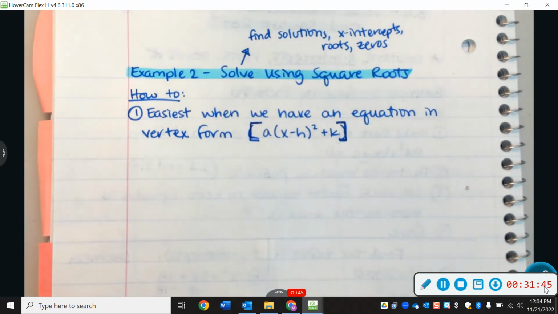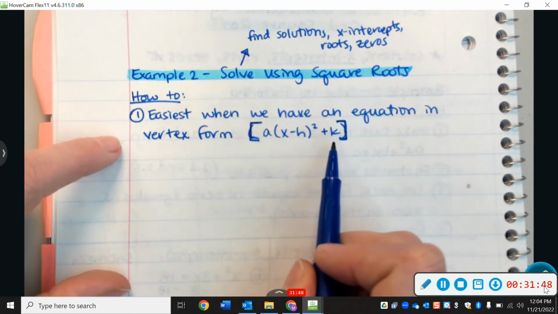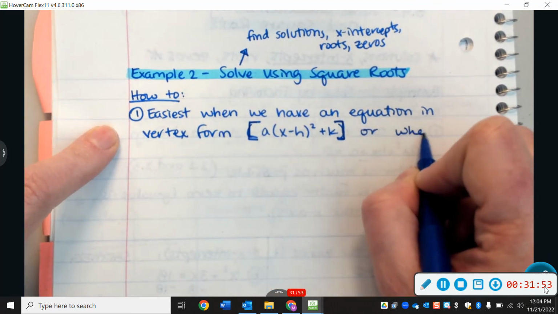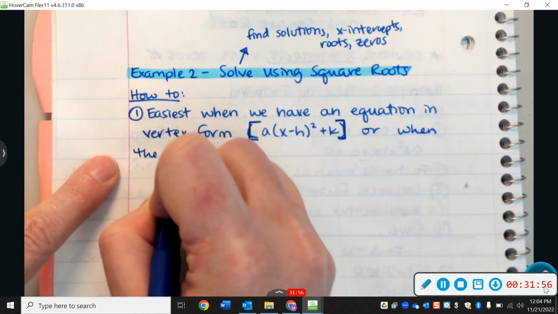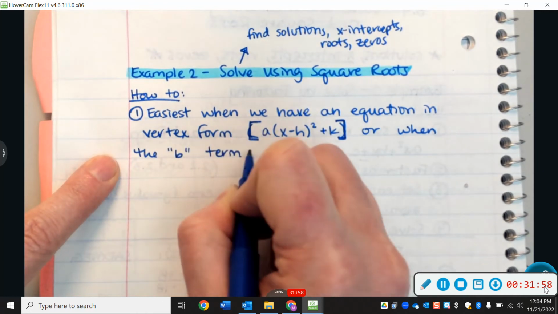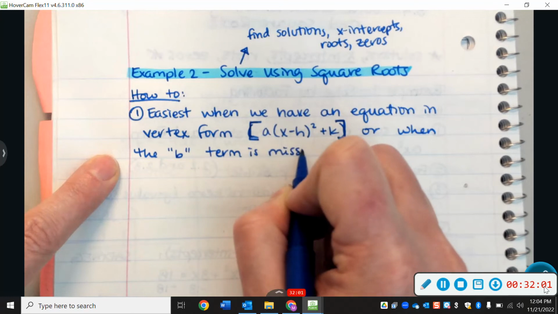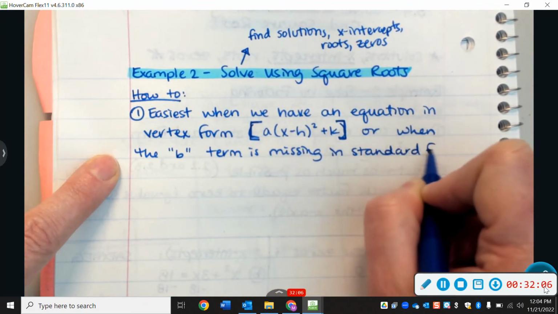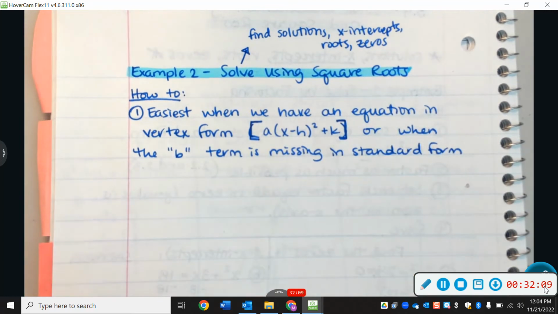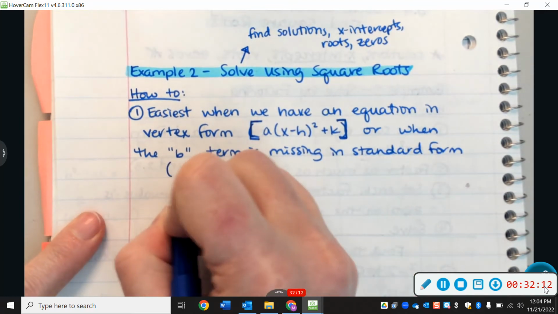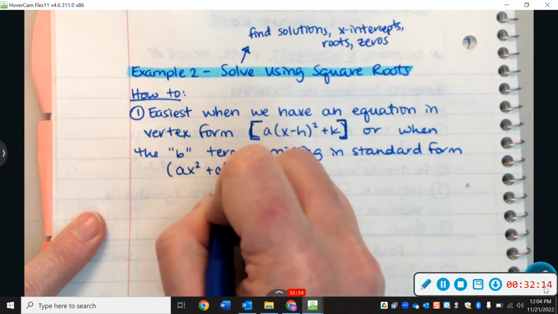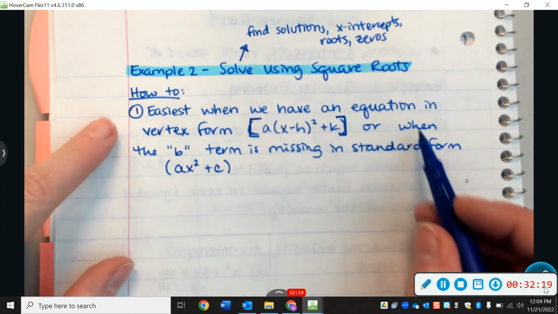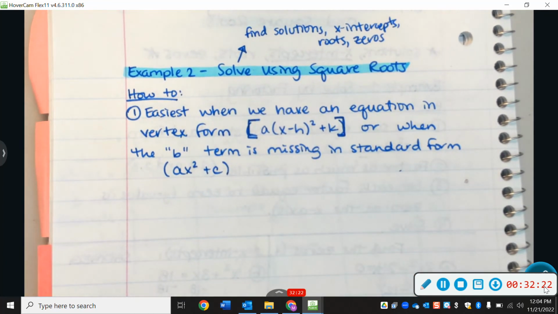or vertex form. So solving using square roots is easiest if I have something in vertex form, or when the b term is missing in standard form. So instead of ax squared plus bx plus c, it would just be ax squared plus c. So solving using square roots is easiest in these two scenarios.